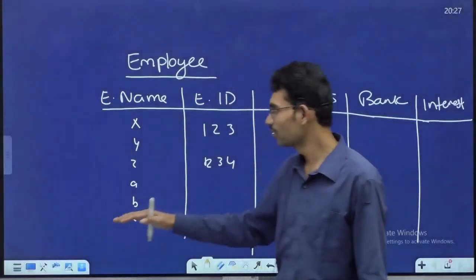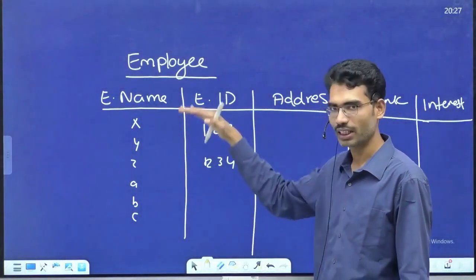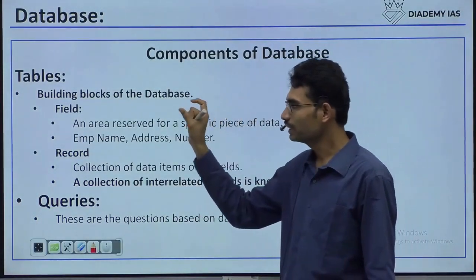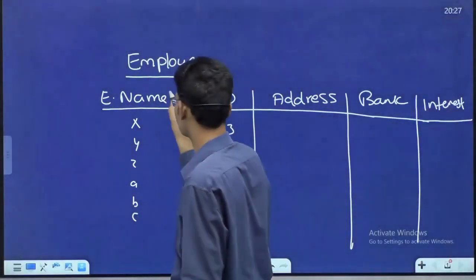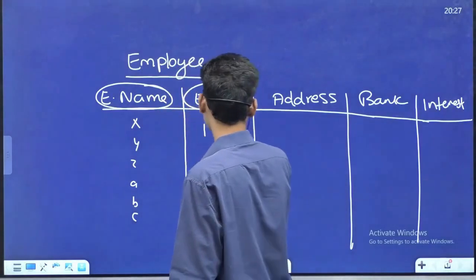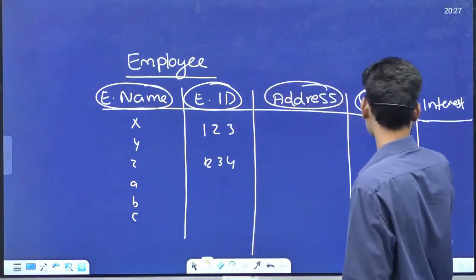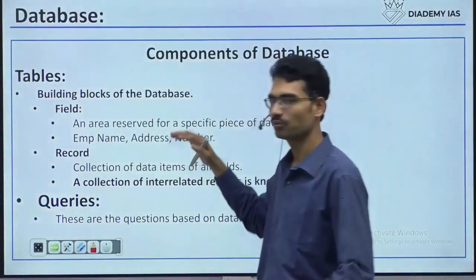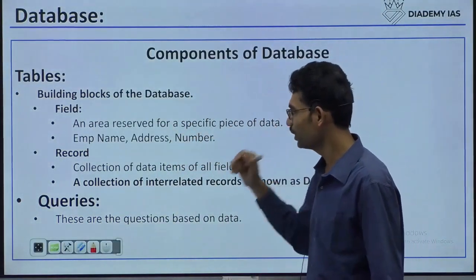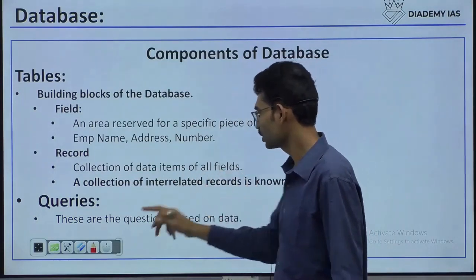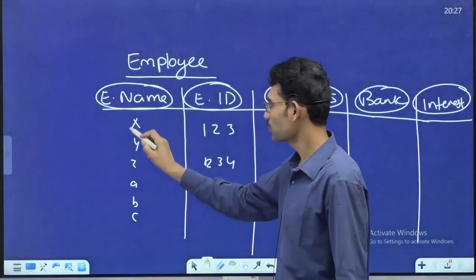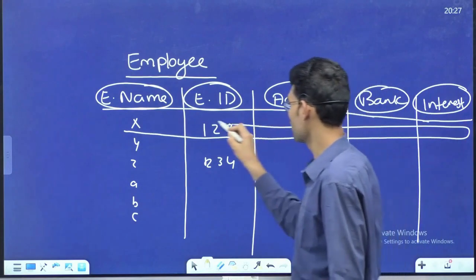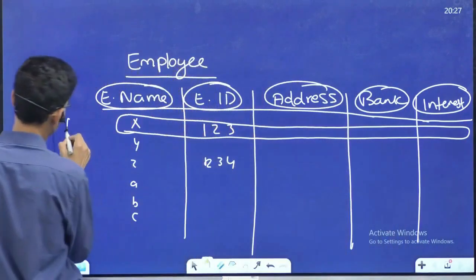Whatever data we give is organized in tables like this. This is what? Table. And each and every column, this we call a field. Address field, bank field, interest field, employee ID, name. It is the field name. Overall, a table, that is the field. Collection of data items in all fields. Suppose for employee X, if you collect all this information, this is called a record.